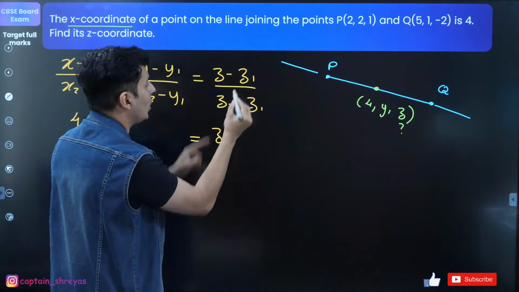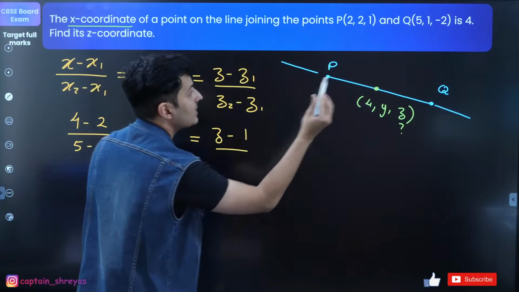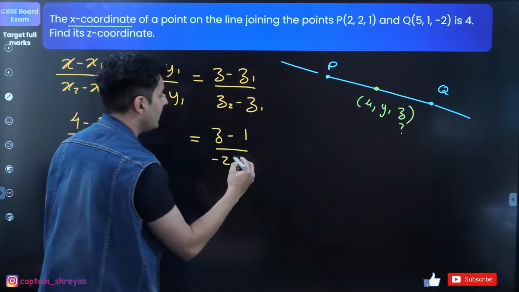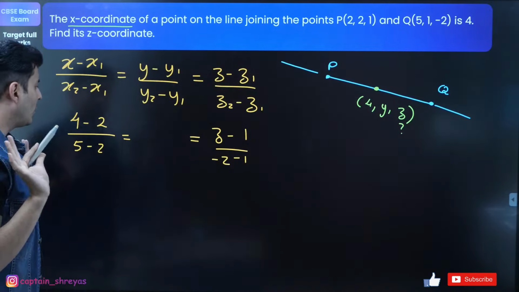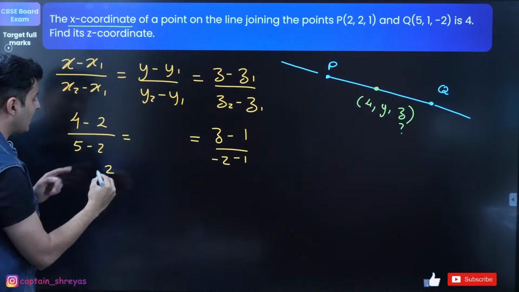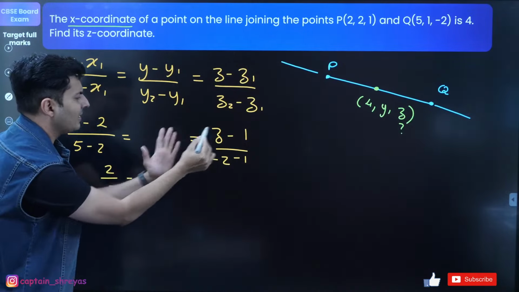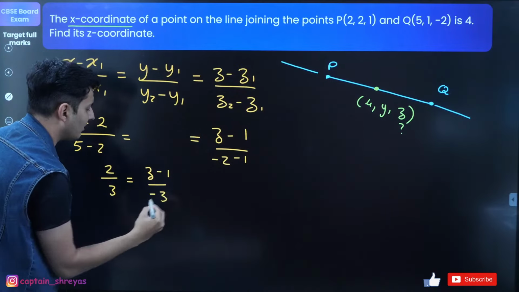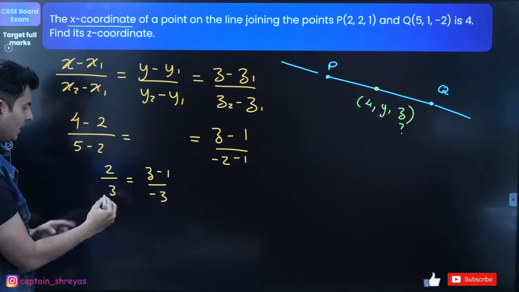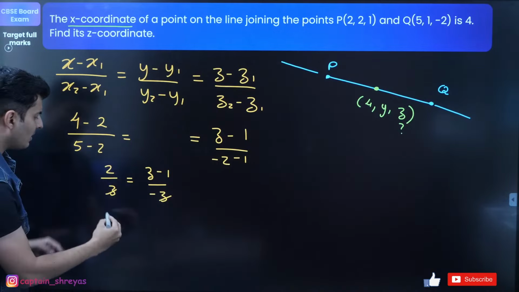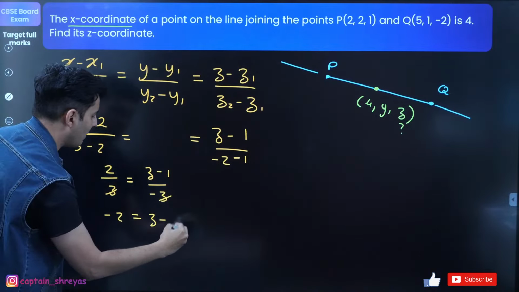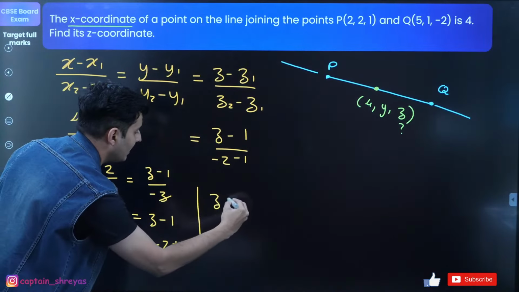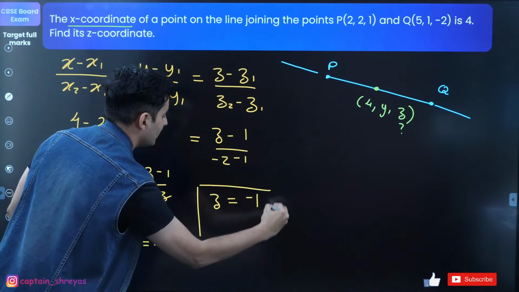z is something I do not know. z1 is 1, z2 is minus 2, correct, guys? z2 is minus 2, z1 is nothing but 1. Okay, now it looks good. 4 minus 2, 2, 5 minus 2, 3, is equal to, forget this, just look at this, z minus 1 upon minus 2 minus 1, minus 3. 3 and 3 cancel. This will become minus 2 is equal to z minus 1. So z will be minus 2 plus 1. Therefore, z will be equal to minus 1. That should be the answer.